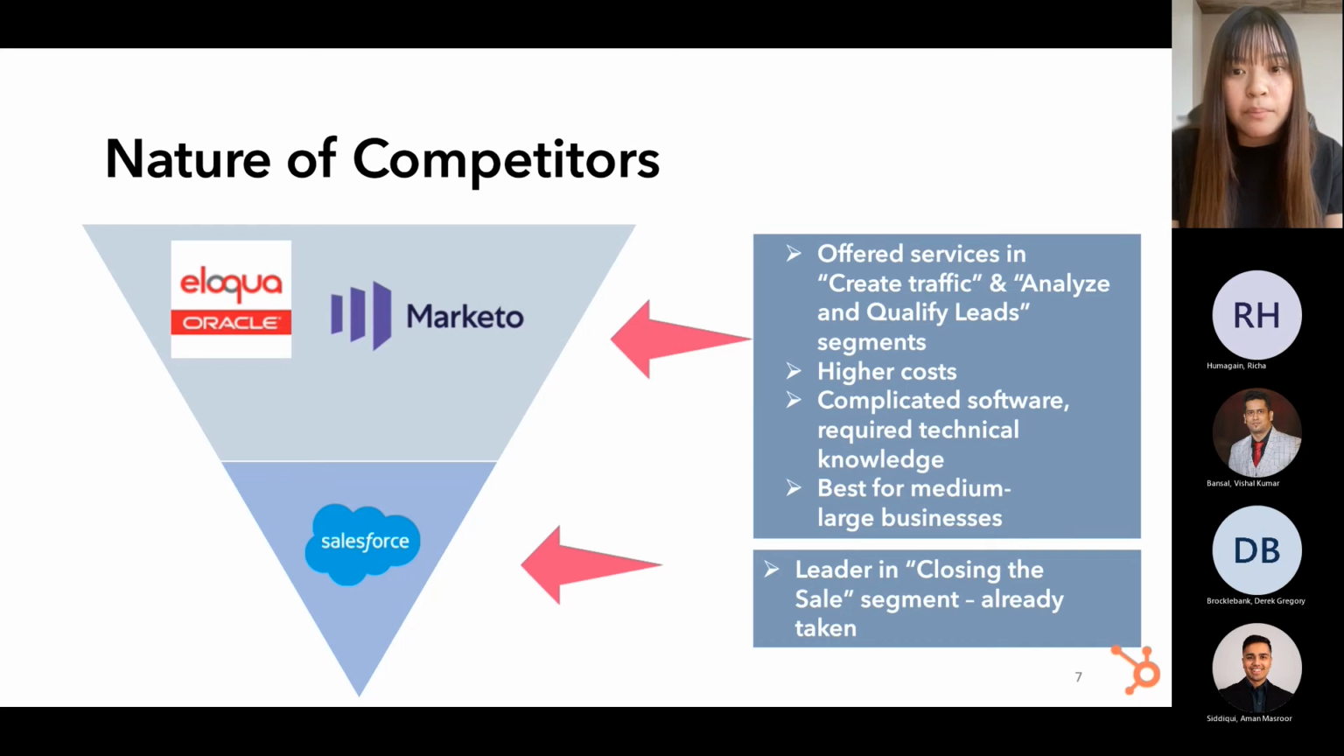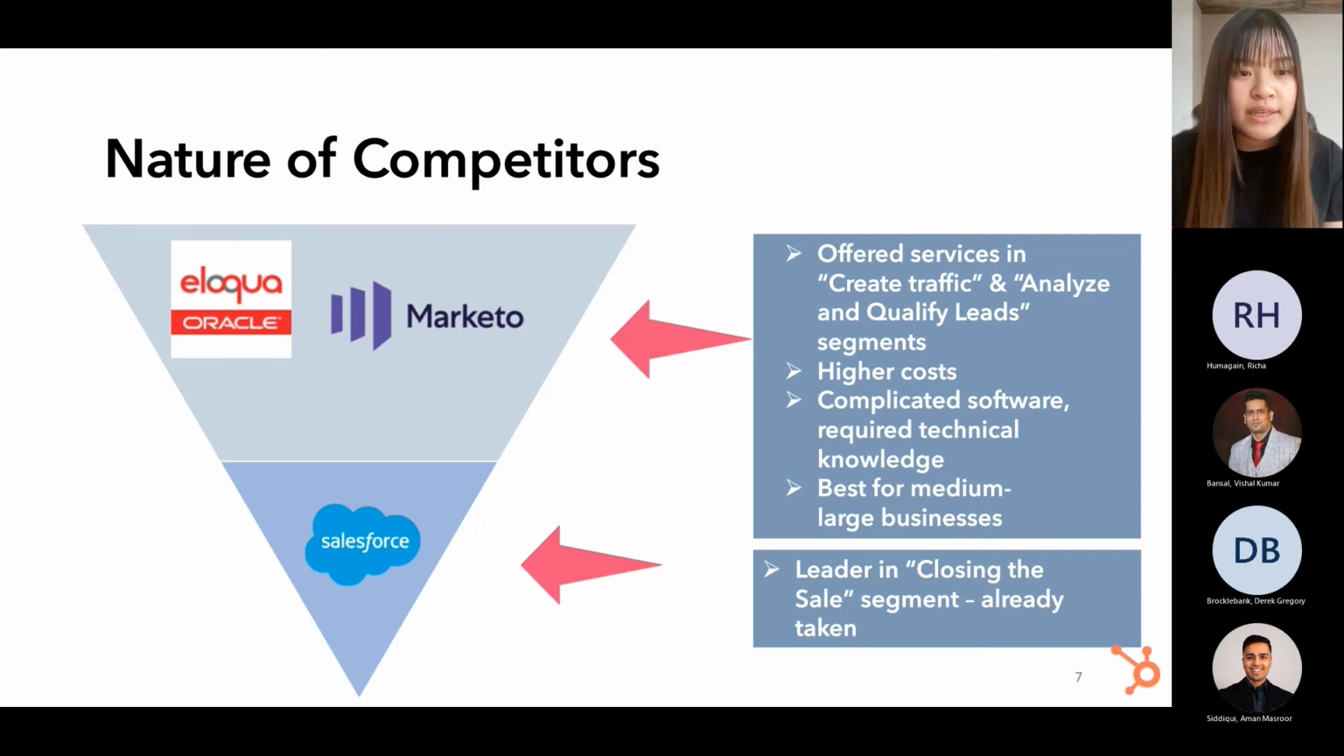Eloqua is the marketing cloud provided by Oracle, and Marketo is a marketing software originally founded as a B2B marketing solution. However, those companies have higher costs compared to HubSpot, and they are difficult to use. And both companies are focused on medium to large businesses.